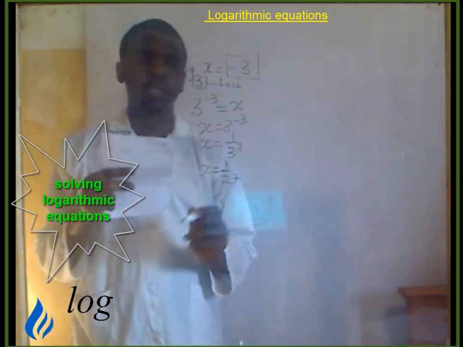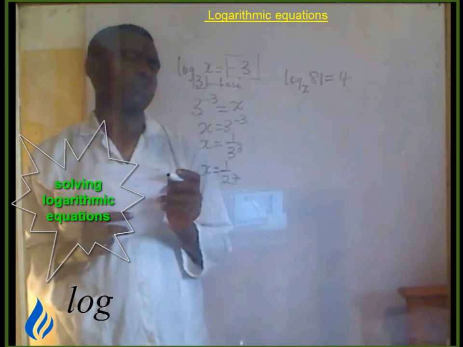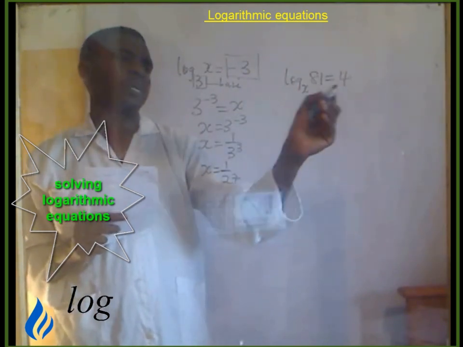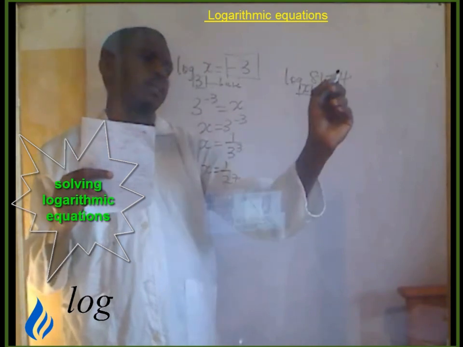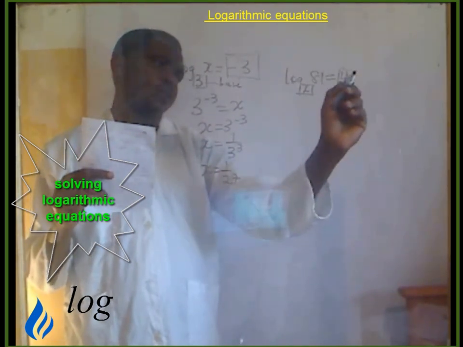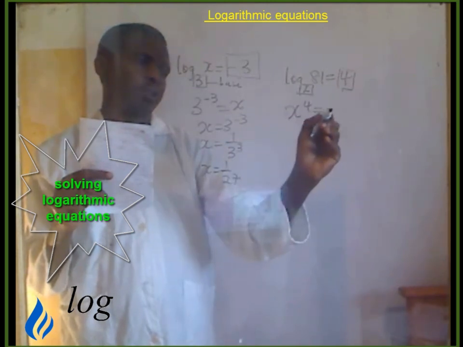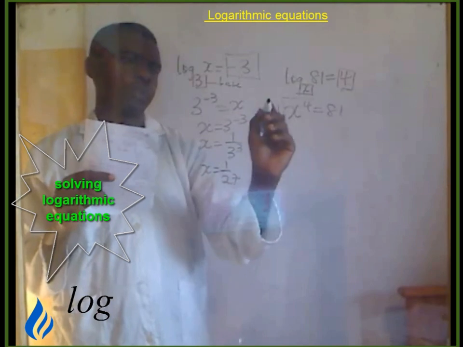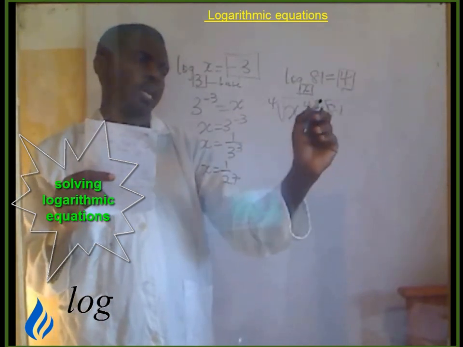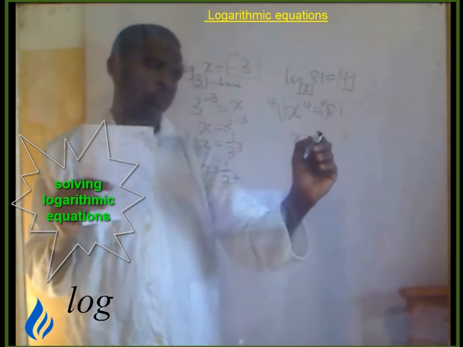Let's look at the second one. Log to base x of 81 is equal to 4. This is our base, and this is the logarithm 4. We're saying here that x to the 4th is equal to 81. I take the 4th root on both sides. x will be equal to 3.